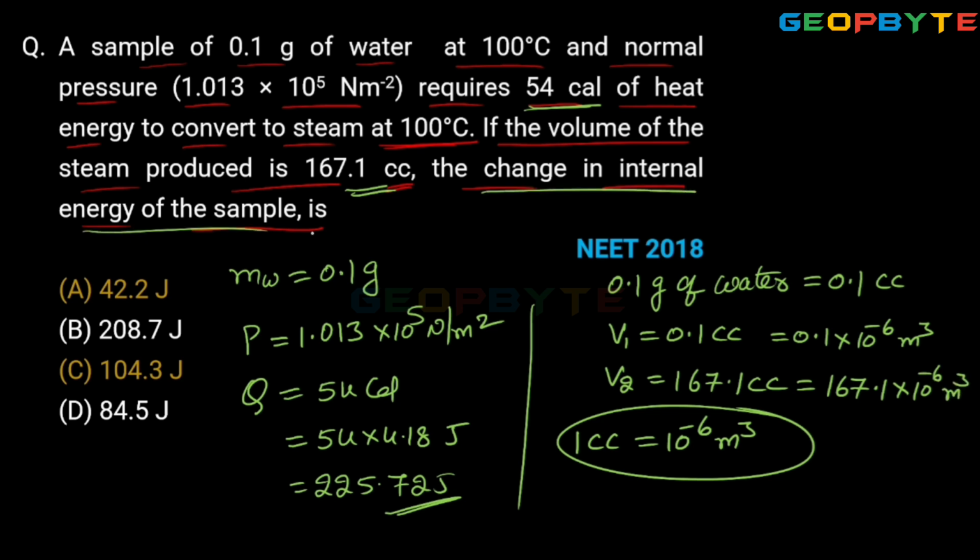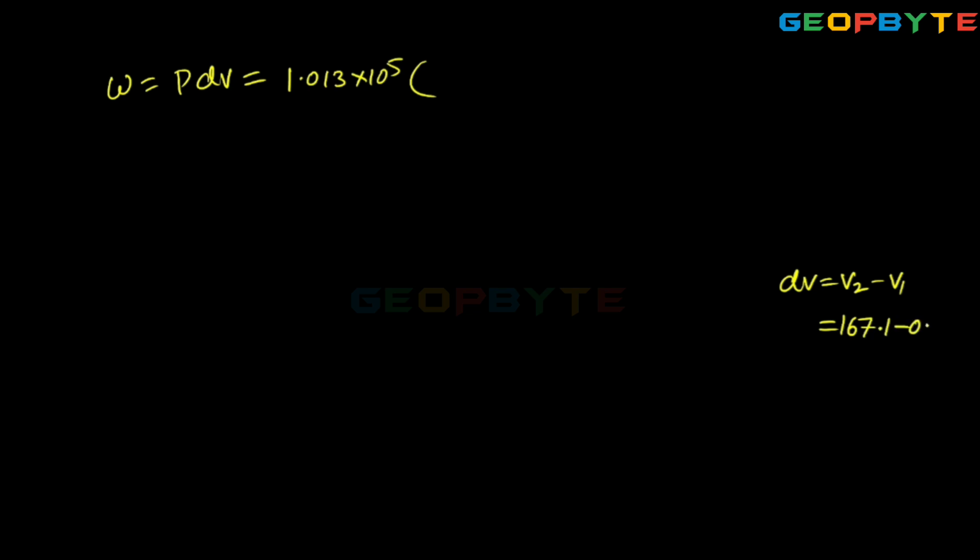The change in internal energy of the sample, the change in internal energy dU or delta U, is how much? For that, we need to decide the work first. Work equal to PdV. P is given: 1.013 into 10 power 5. dV means V2 minus V1. V2 is 167.1 minus 0.1.